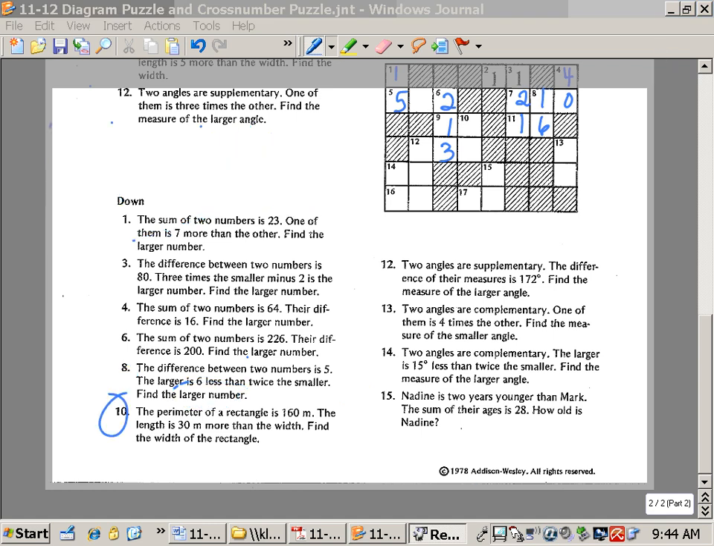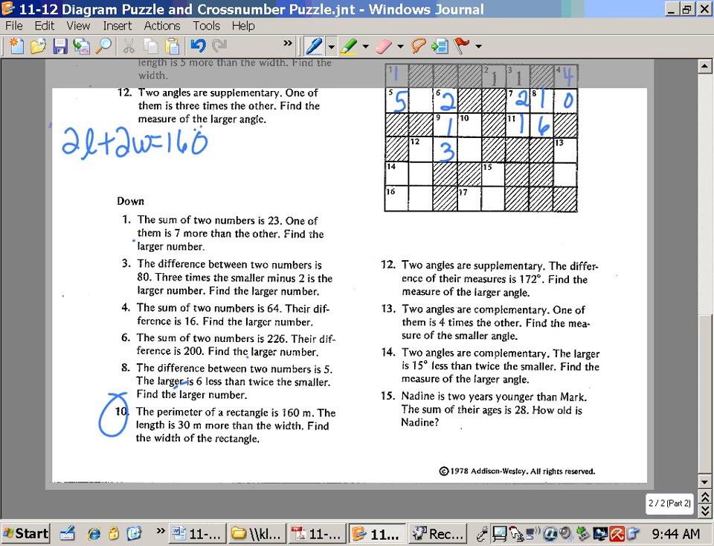Okay, so on number 10, perimeter is 2L plus 2W equals 160. Now, you could use x and y, but then you wouldn't know which was the length and which was the width. The length is L equals 30 more than the width. What goes first, the 30 or the width? 30 more than the width. Find the length. The width.